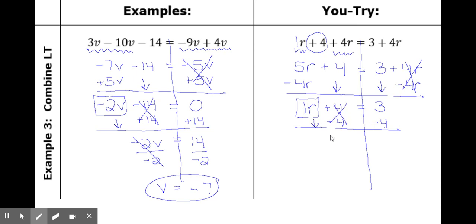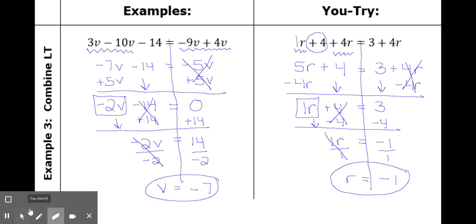I drop down the 1r, and my 4's cancel. 3 minus 4 is negative 1. What's the final step? I need to divide both sides by the coefficient. The coefficient is 1. R equals a negative divided by a positive is a negative. 1 divided by 1 is just 1. So final answer, R equals negative 1.